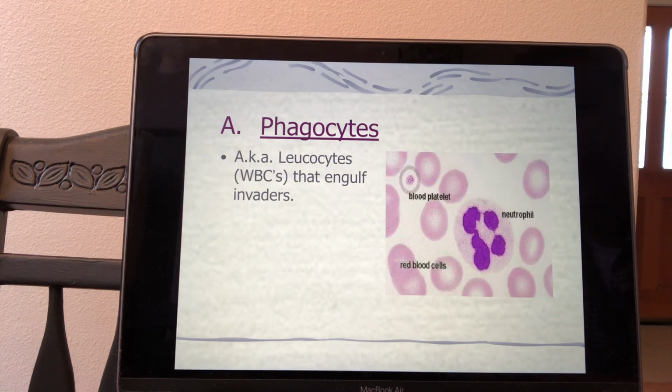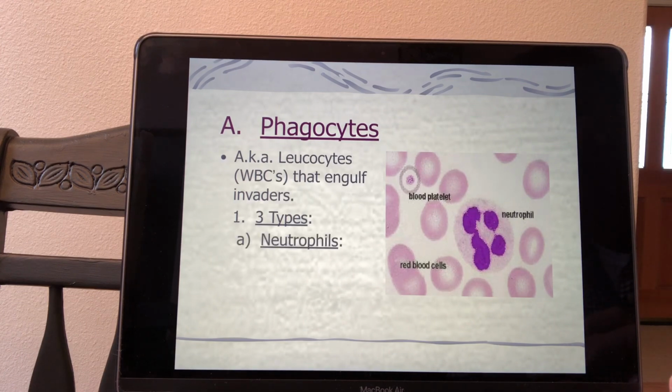Okay. Phagocytes, also known as leukocytes, all belong to the realm of white blood cells, which I have abbreviated there. And these types of white blood cells engulf or swallow their invaders, again, by the process of phagocytosis. There are 3 main types of phagocytes. The first type is called the neutrophil. And the neutrophil is probably the most common white blood cell found throughout the entire body, as I have down here. It's the most common type.